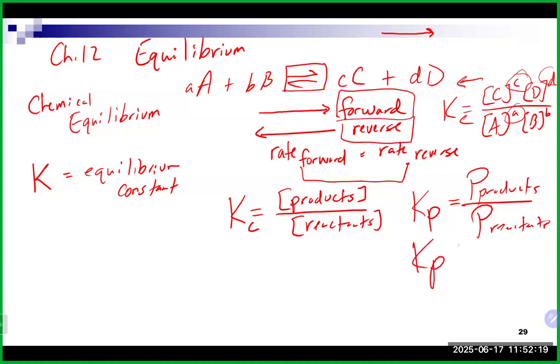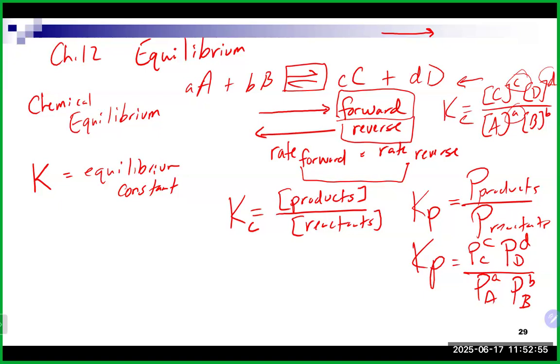Our Kp would be the partial pressure of C to the c, partial pressure of D to the d, over the partial pressure of A to the a, and partial pressure of B to the b. And you basically do that. Remember that in most cases, if you're doing some type of calculation involving equilibrium, the standard units we use for solutions is molarity for concentration. And for pressure, typically atmospheres is the standard pressure unit that we use in equilibrium calculations.